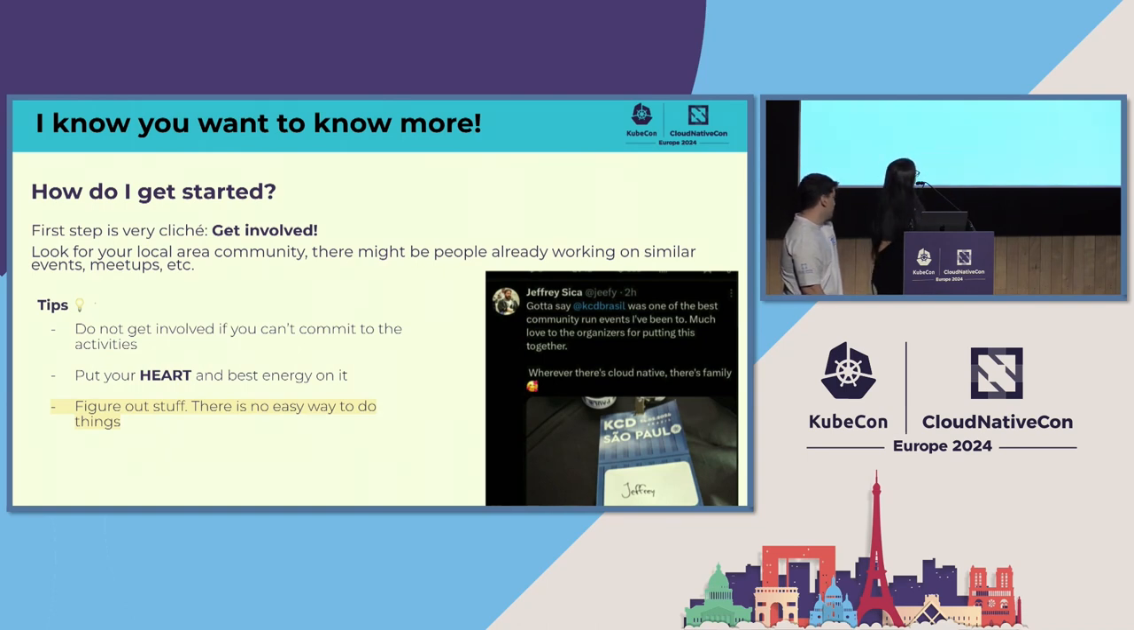And the last one is figure out stuff. There is no easy way to do things. So for example, in our case, we didn't know how to start being involved in the community. So we tried the Slack channel and it worked. So we needed to find our way to do things.